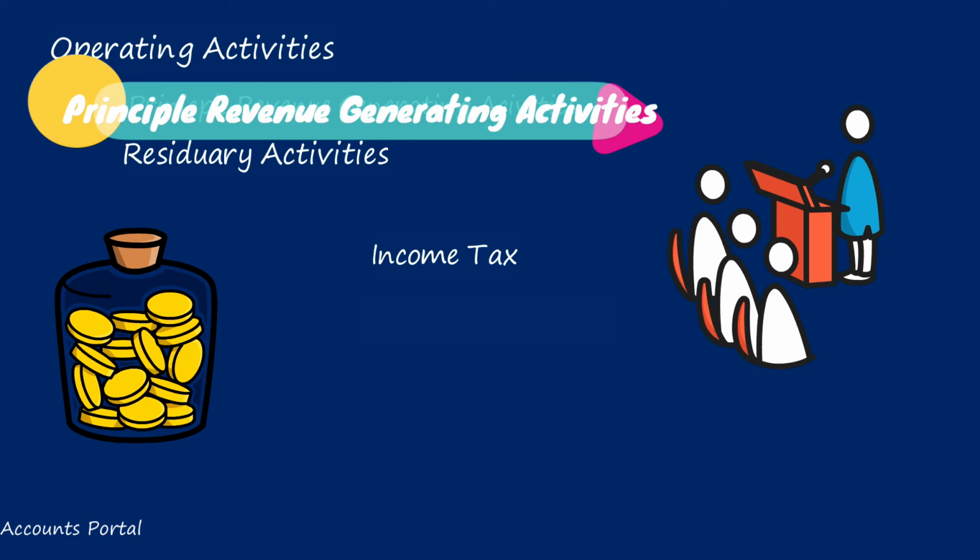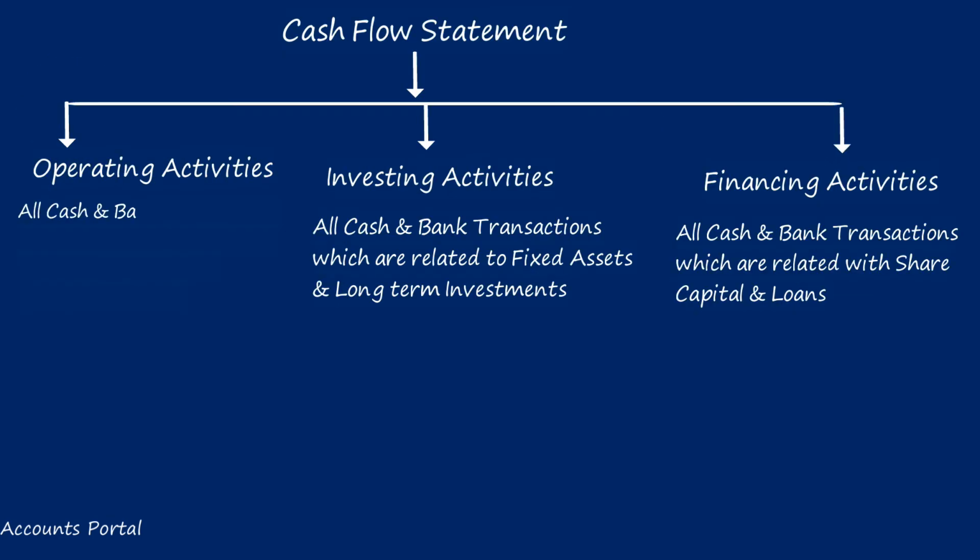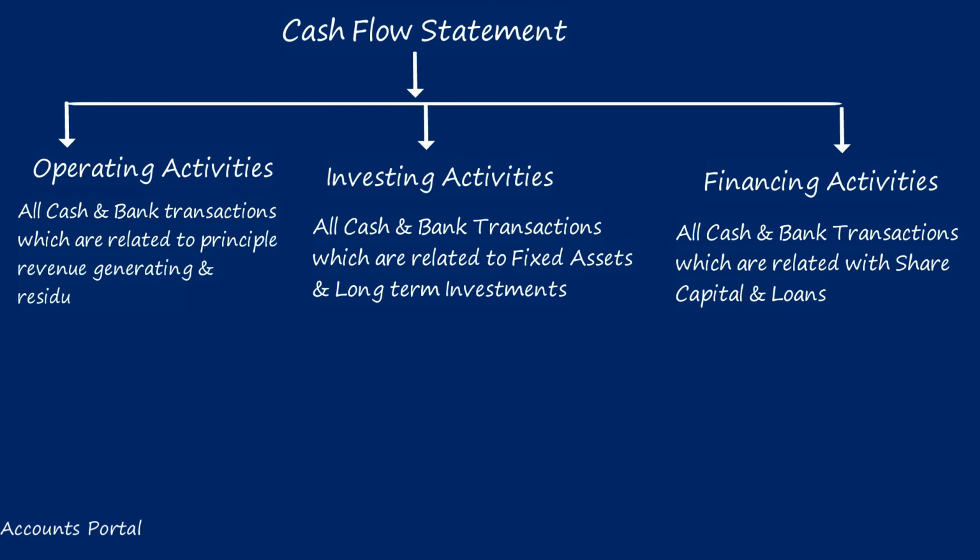So that's why the definition given by AS3 with regards to operating activity has 2 parts. Any activity relating to your principal revenue generating is called operating, and any other activity which is not investing and not financing will fall under operating activity. Example, government grants received, insurance received, calamity funds which are not your investing or financing by default fall under operating activity. So we should see every transaction of the business and segregate all cash movements, inflow or outflow, under operating activity, investing activity or financing activity. In simple, all cash and bank transactions which are related to principal revenue generating and residual activities will fall under operating activity.